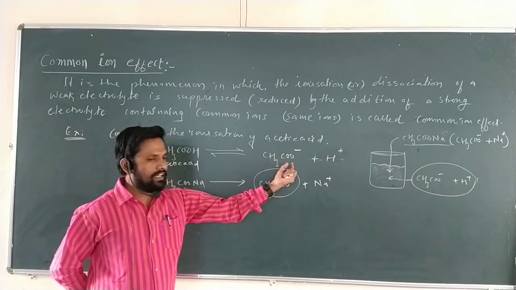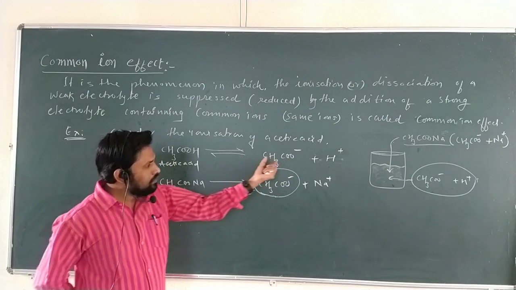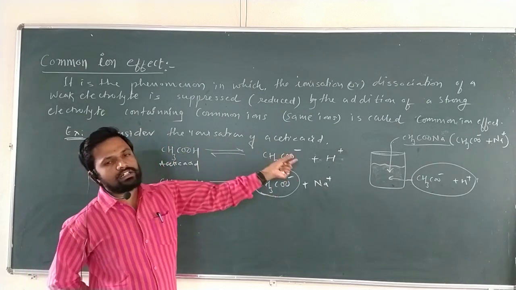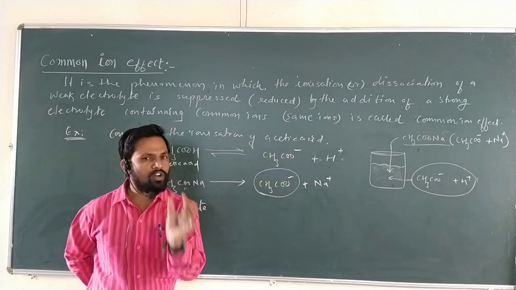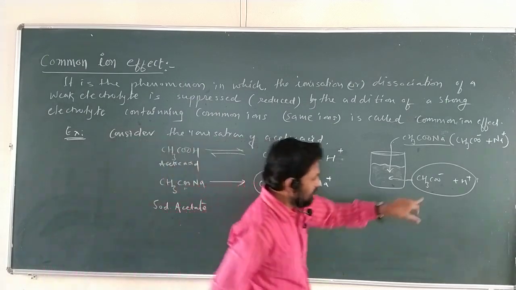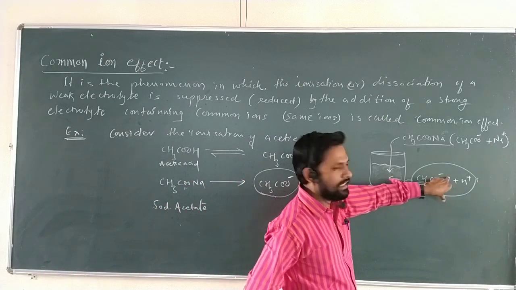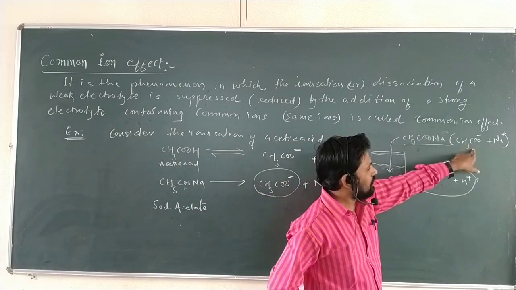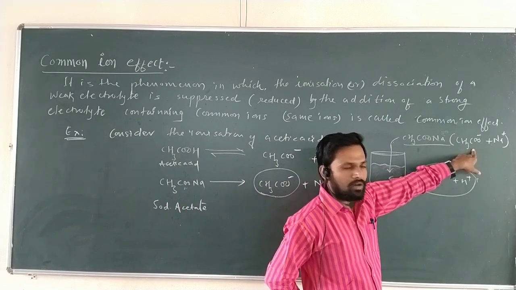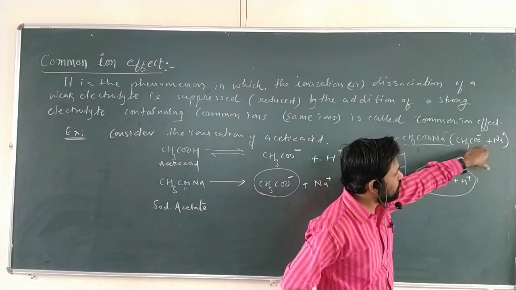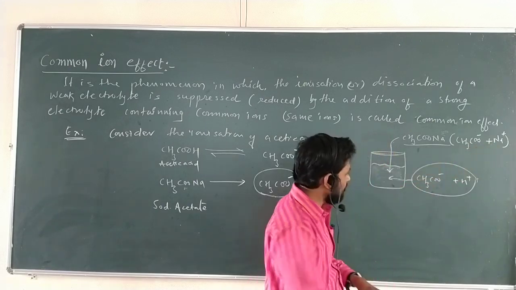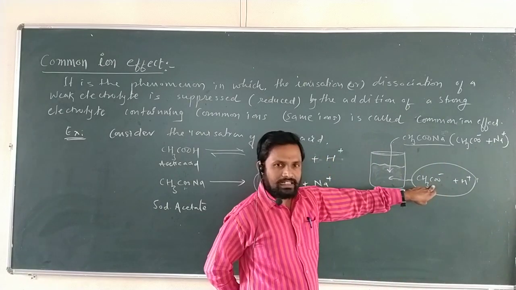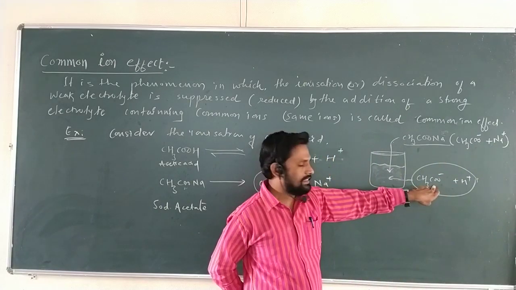Weak electrolyte ions. Into this weak electrolyte solution we have to add one more of a strong electrolyte containing the same ions, the common ions. Due to what happens, CH3COO negative ions are there in the solution. We are adding one more strong electrolyte containing the common ions of CH3COO negative plus Na plus, which increases the concentration of CH3COO negative, that is acetate ions.